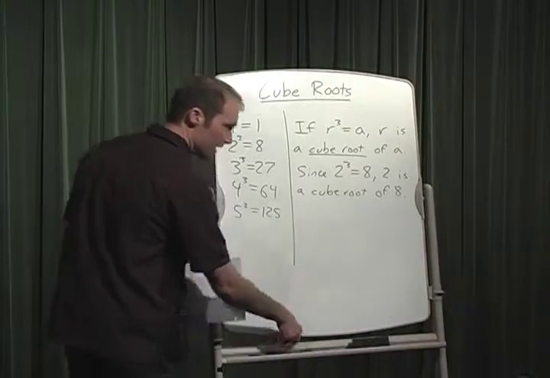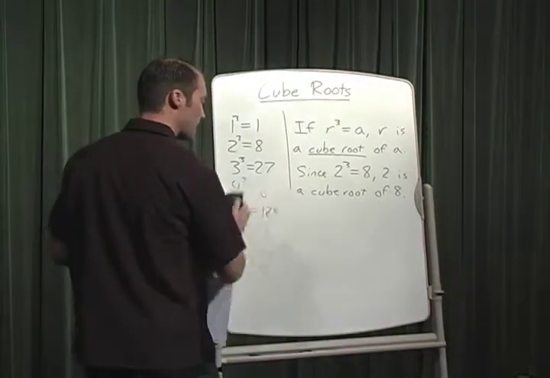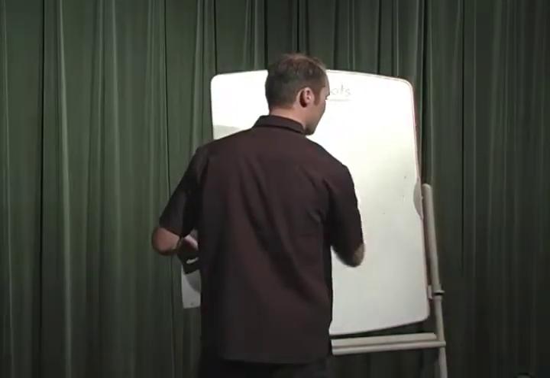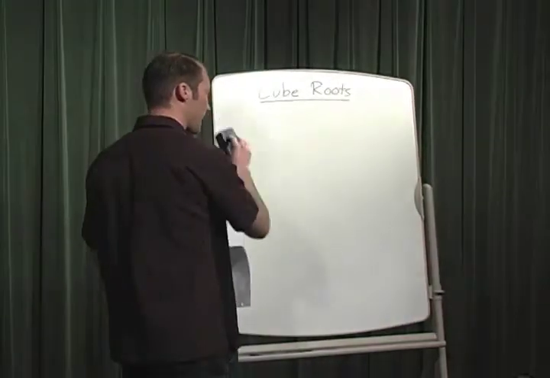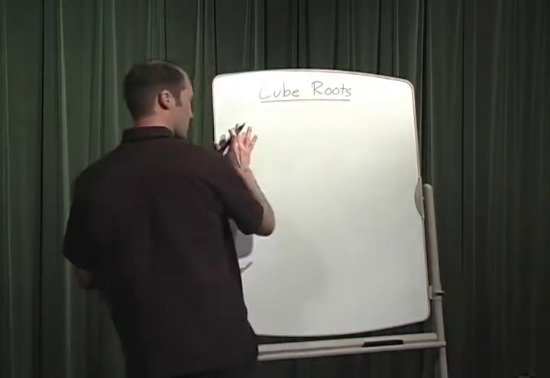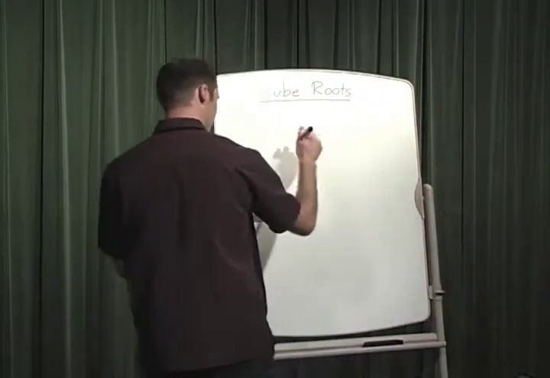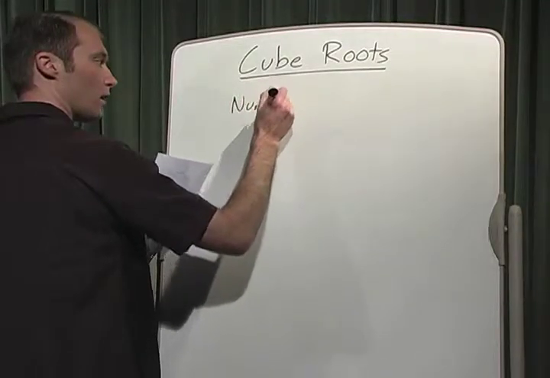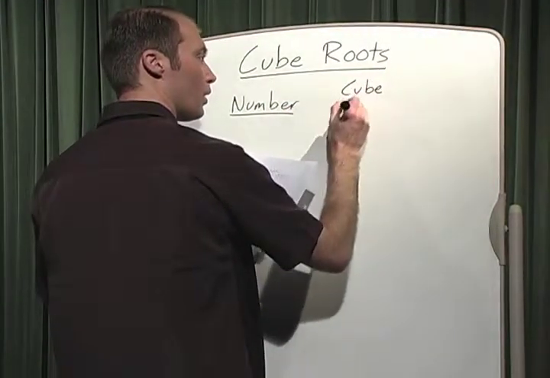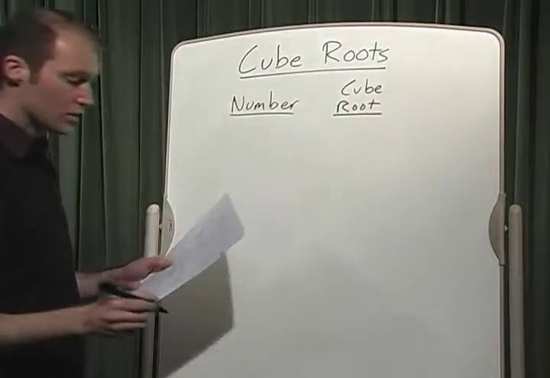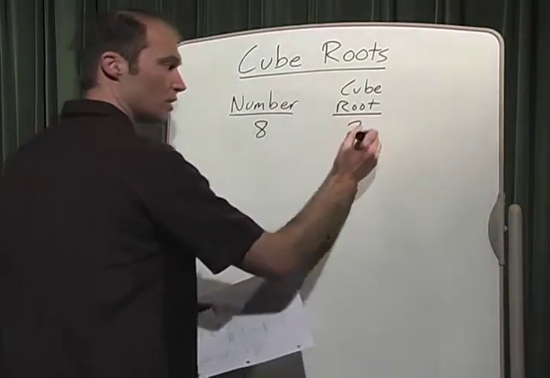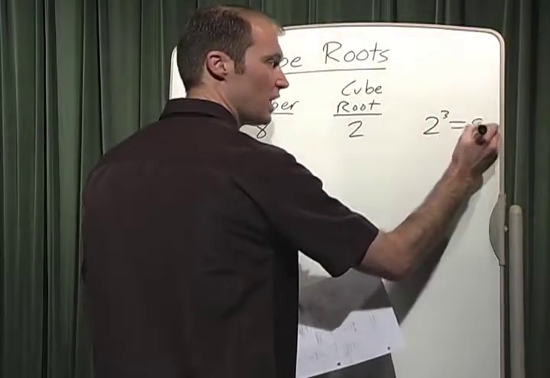Now, what I want to do is set up a table. In my table, I'm going to have, on the one hand, a bunch of numbers, and in the other column, the cube roots for those numbers. Leave some space if you're taking notes. So if I have the number 8, we already determined that the cube root of 8 is 2, because 2 cubed is equal to 8.